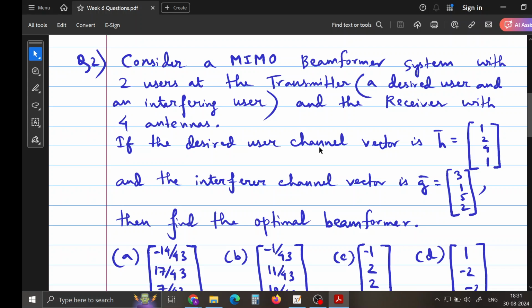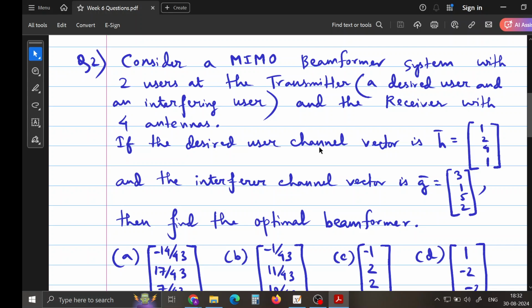All right, so this is a scenario of multi-user beamforming, and this is the scenario that in fact was discussed in the lectures also.